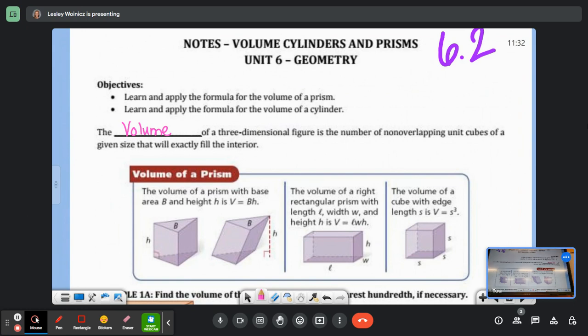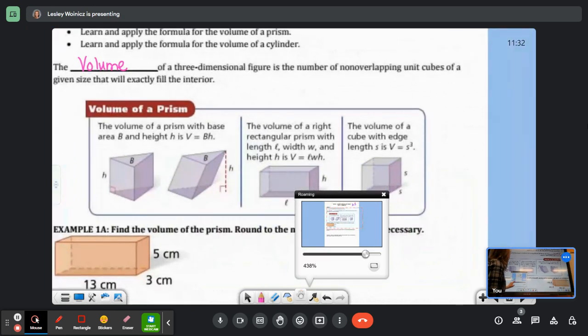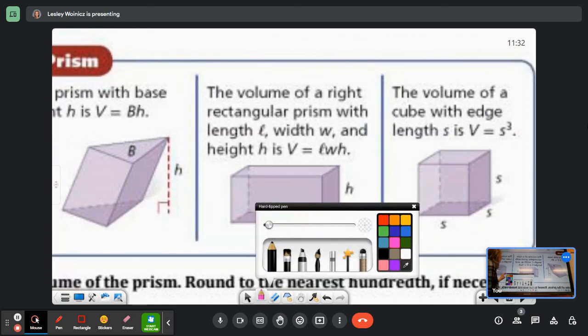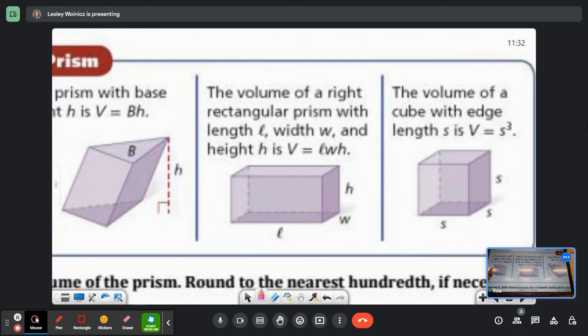Okay. So the volume of a three-dimensional figure is going to be the number of non-overlapping unit cubes of a given size that exactly fill the interior. Now, that's kind of a lot of words. But if you think about a Rubik's Cube or something like that, it's like 3 and 3 and 3, right? For a Rubik's Cube? Okay.